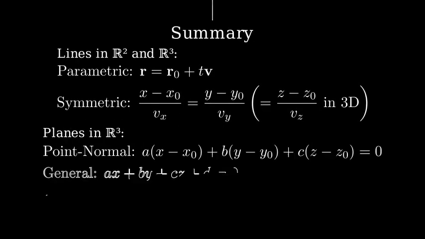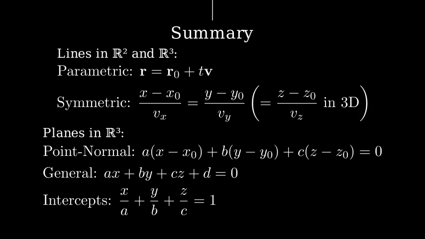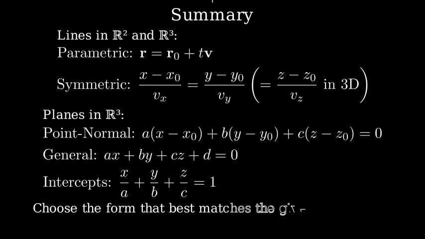For planes in R^3, we have the point normal form, a times (x minus x subscript 0) plus b times (y minus y subscript 0) plus c times (z minus z subscript 0) equals 0. The general form, ax plus by plus cz plus d equals 0. The intercepts form, x divided by a plus y divided by b plus z divided by c equals 1. Each form has its advantages, and the choice depends on the given information and the specific problem you're solving.